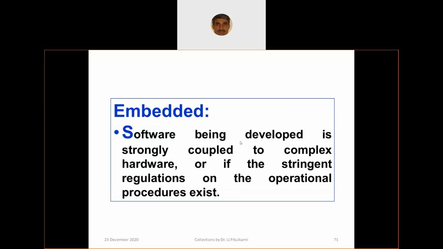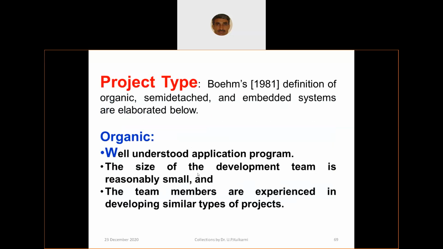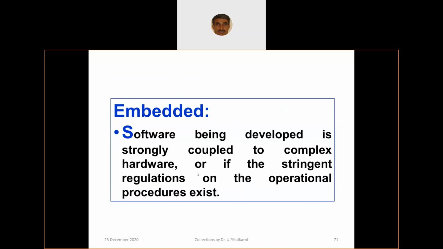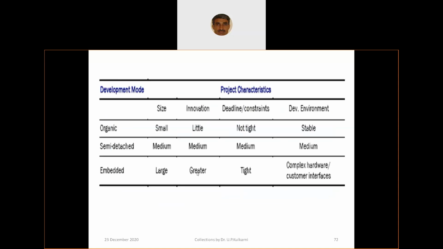Embedded software being developed is strongly coupled to complex hardware, or there are stringent regulations on operational procedures, like the embedded systems we talk about: system side, sensors-related things, where systems are very critical. They are called embedded. They are very critical, complex, with rigid requirements. So these are three categories you need to look into, and based on the category, you have a computational cost model.